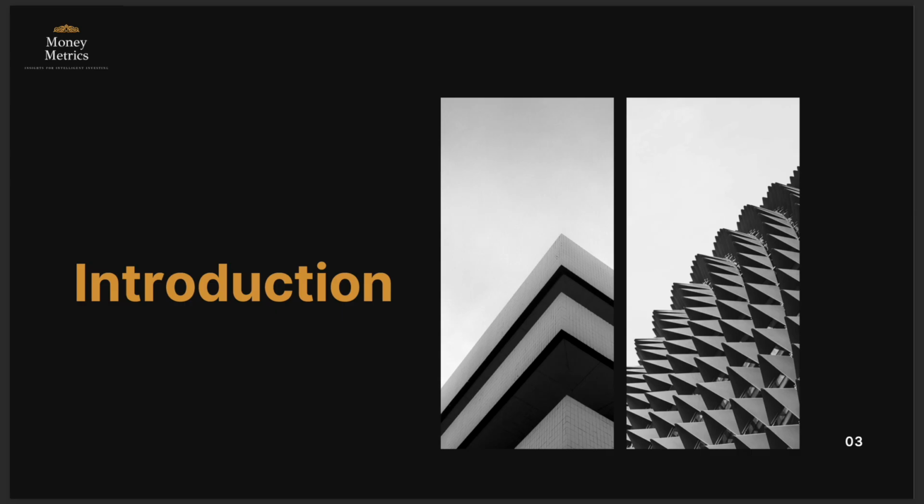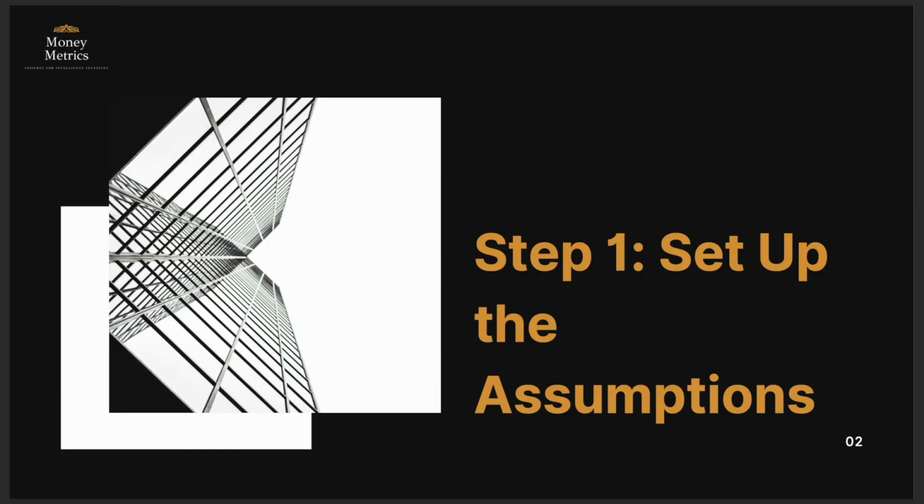So first, what is a three financial statement model? A three statement model links a company's income statement, balance sheet and cash flow statement. The goal is to create a dynamic model where everything flows together. So now let's see how to build it.